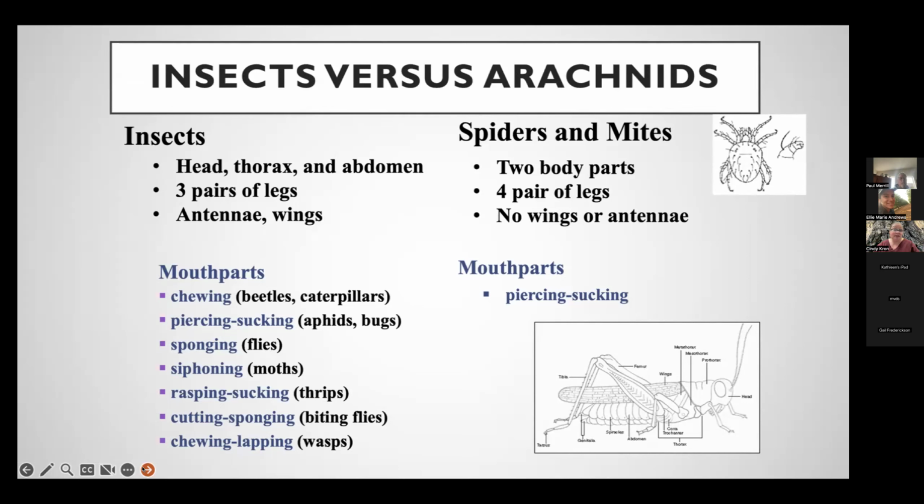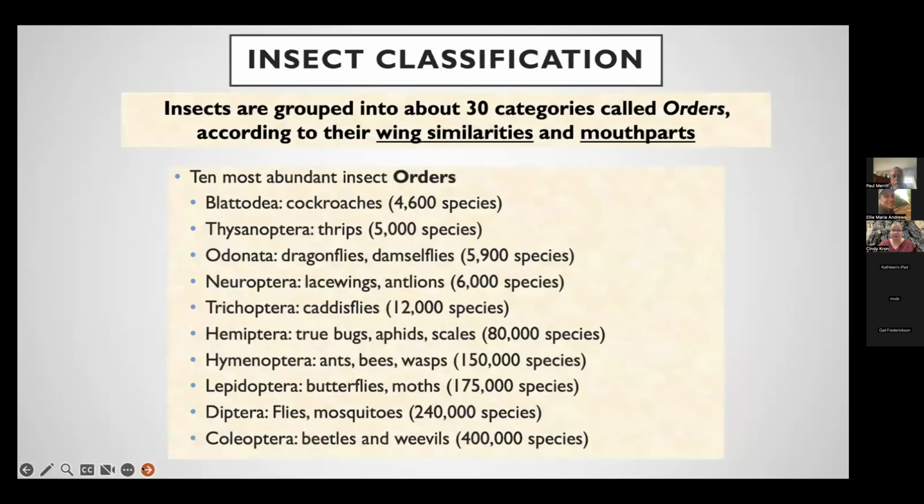The mouth parts of insects vary considerably depending on what it is that they feed on. So we can find chewing mouth parts, piercing, sucking, sponging, siphoning, rasping, cutting, lapping. All of these mouth parts are dependent on what they feed on. We're going to really dive into mouth parts a little bit later, because mouth parts are important in understanding what insect can cause the damage that you're seeing in your field. Spiders and mites are piercing, sucking. That's all they have. And so, again, there is that separation between the two groups.